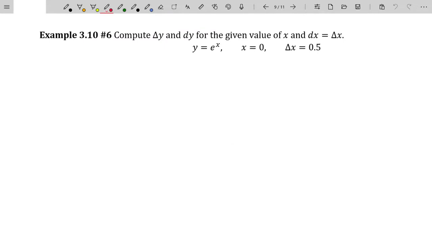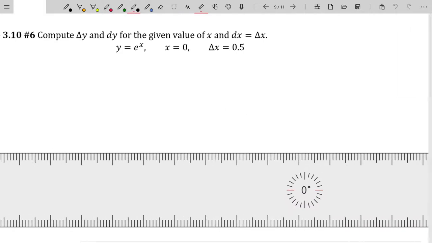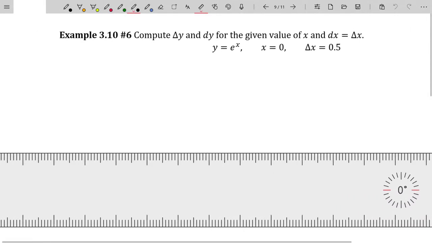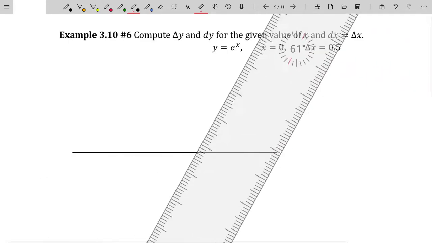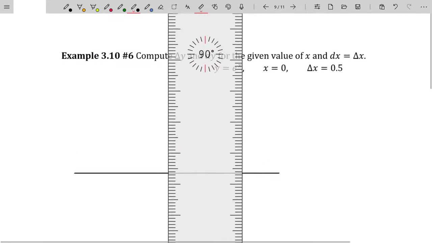Let's go ahead and do another non-application before we head into the applications itself, just to see how this is worked. So compute delta y and dy for the given value of x and dx. Now, first of all, I do want to draw this out because I think that this is kind of important to see. So our function is e to the x. So let me go ahead and just draw out e to the x.